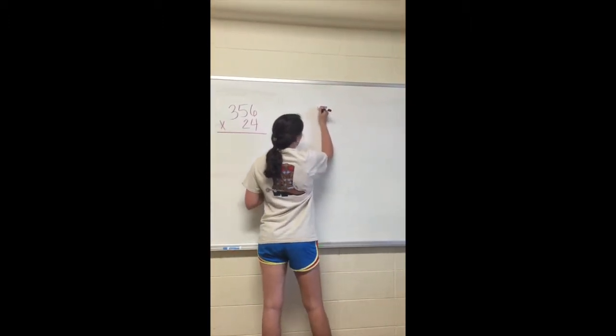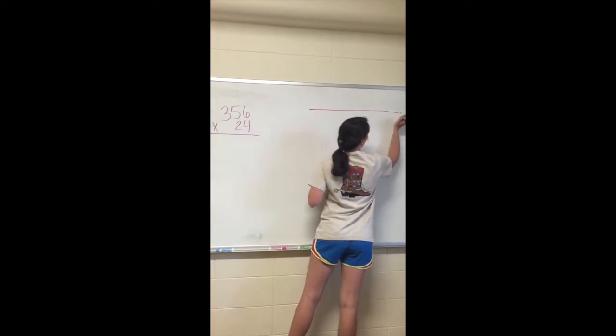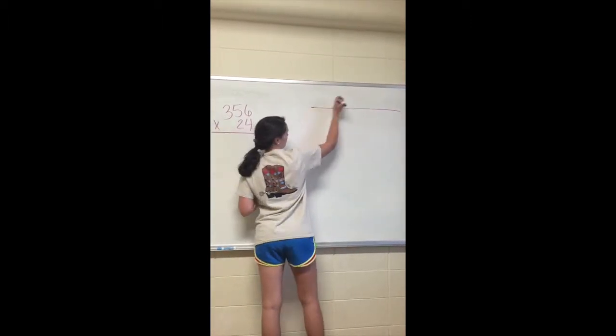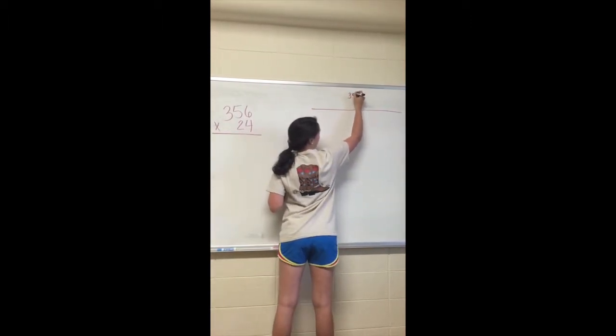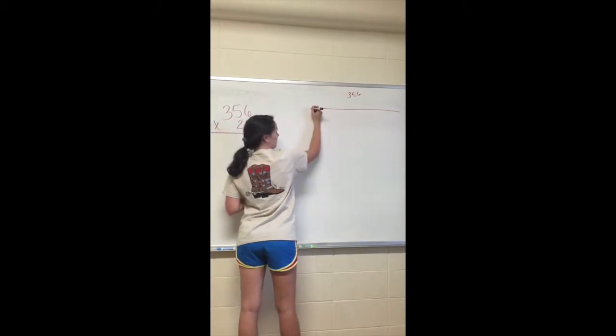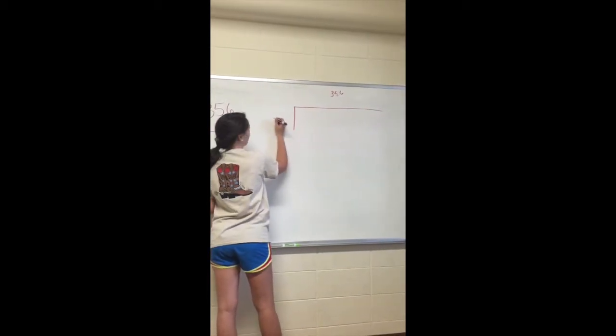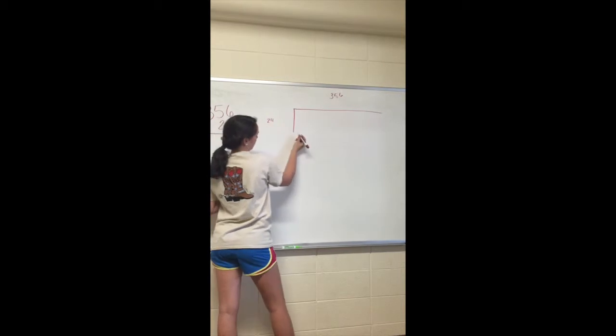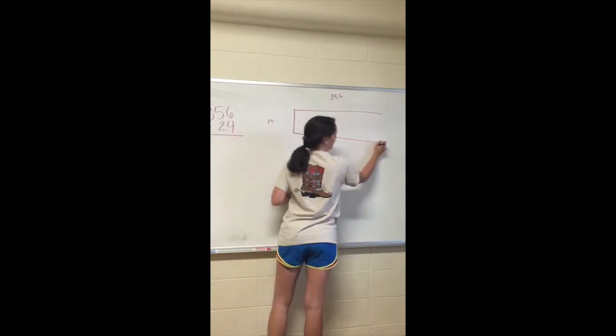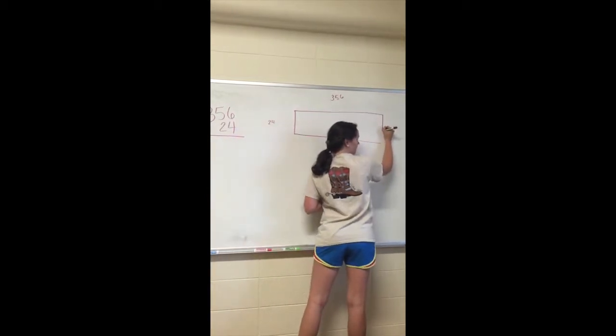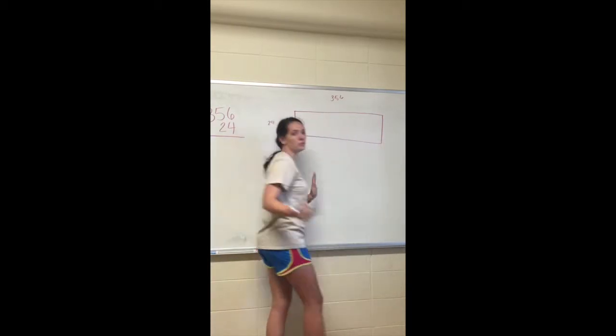So we're going to want to draw a larger line on top of the array for 356, and then draw this line on the side a little bit smaller because 24 is less than 356. And this is our modeled array.